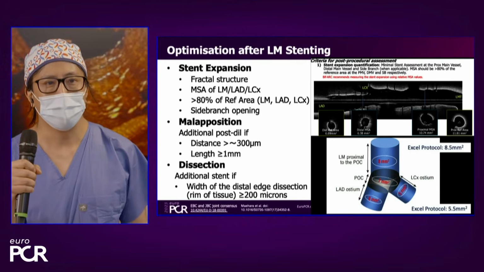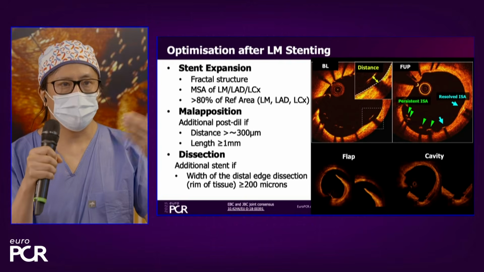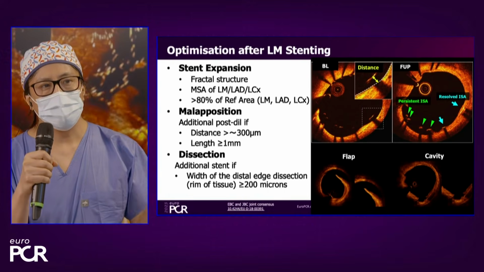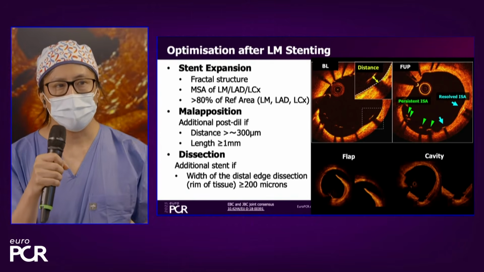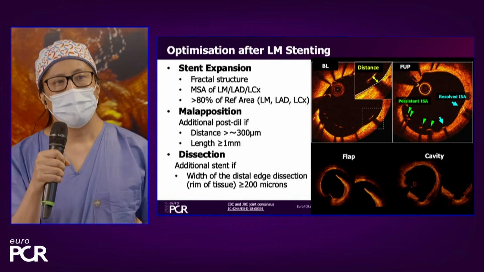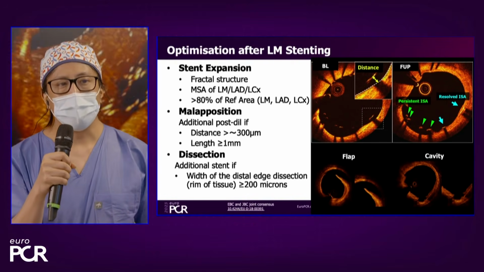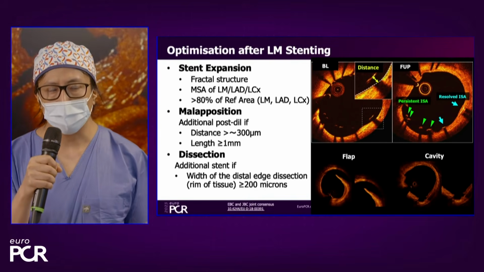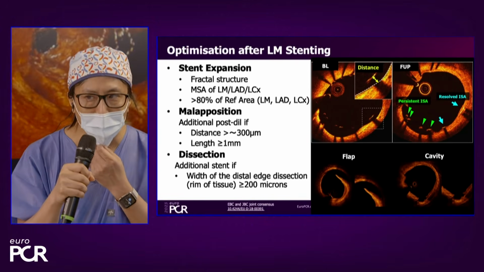Next, please. And yeah, for the malposition, I think Maché already mentioned, the distance of the malposition is important. Up to 300 micron, it's naturally resolved. If the length is greater than 1 millimeter, you can consider additional post-dilatation. For the dissection, if the width of the distal edge dissection is equal or greater than 200 micron, you might consider an additional stent. Yeah, thank you for your attention.